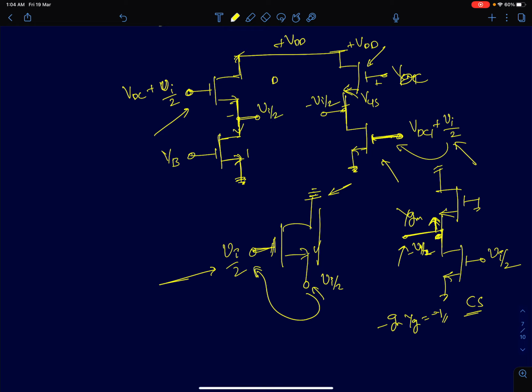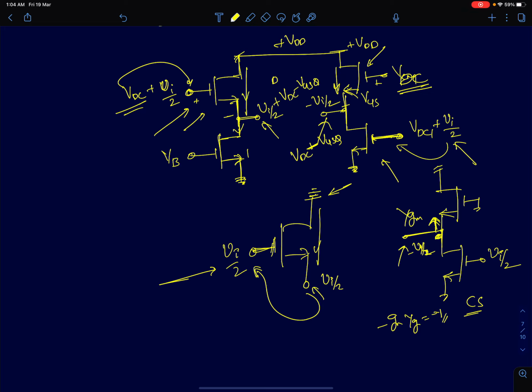And you can see that since I'm applying VDC at the gate of this transistor, the DC voltage here is going to be VDC minus VGS of this transistor, the quiescent VGS. And the DC here will also be same, since this is VDC, it will be VDC minus VGS Q. I'm using same DC currents in both the arms, so the VGS will also be same for both. I'm going to call this term VDC minus VGS Q as VCM. Then what I have generated here is simply Vi by 2 plus VCM and Vi by 2 minus VCM.